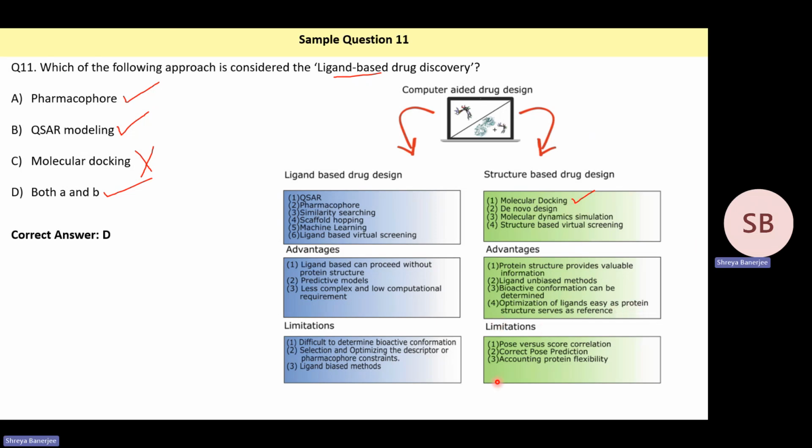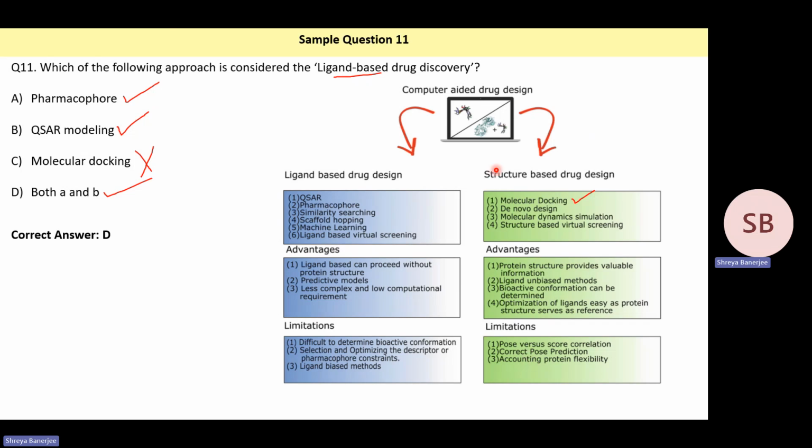The limitation is that proteins are flexible, so accounting for that protein flexibility is very difficult. We just saw a few slides ago that predicting the induced fit model is very difficult, because in the induced fit model, the protein can change its orientation to fit the substrate. So there is a huge number of degrees of freedom, which is difficult for any software to predict.